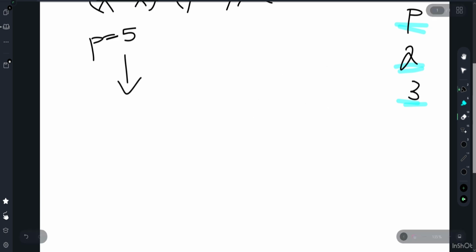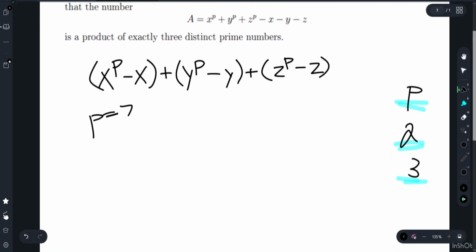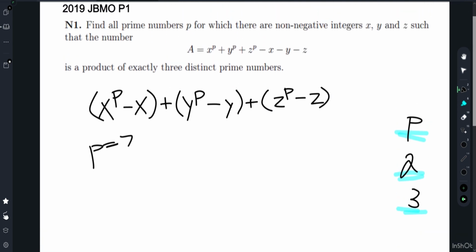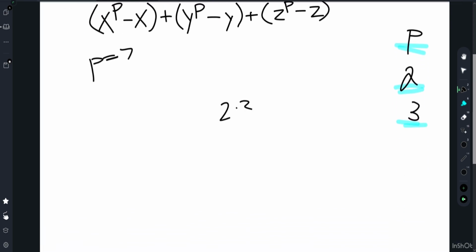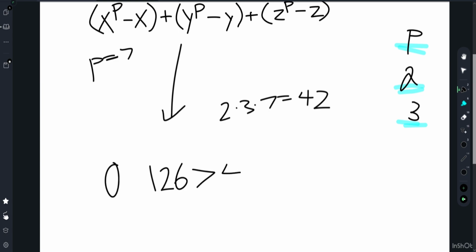So now what about p equals 7? If p equals 7, then this expression must be equal to the product of 2 times 3 times 7, or 42. But if we realize that the values that this expression can take on are 0, or 2 to the 7 minus 2 is 126. And 126 is always way bigger than 42.